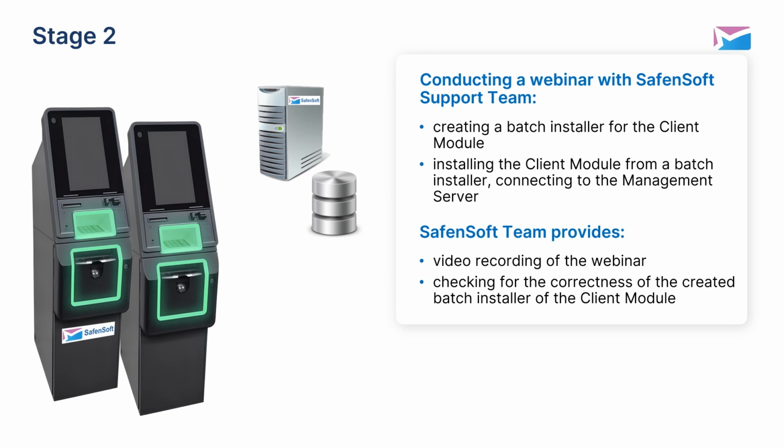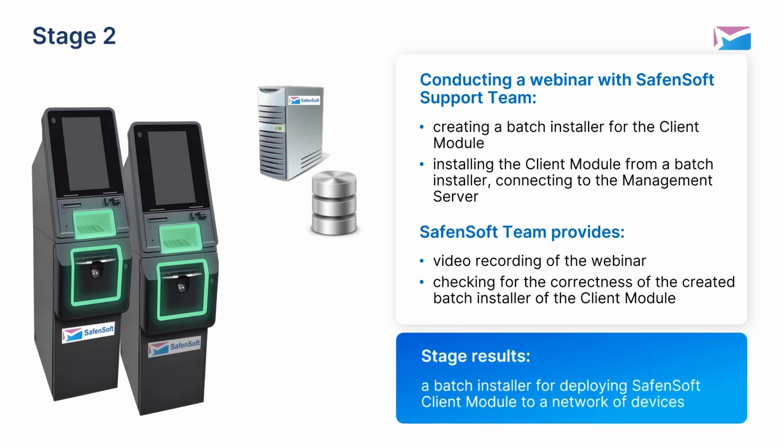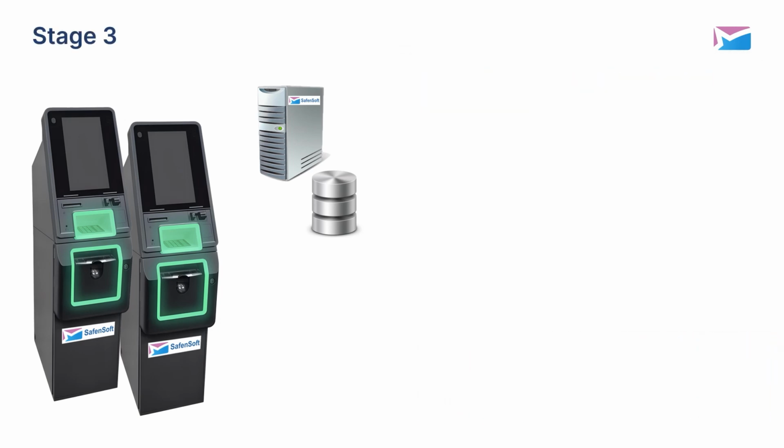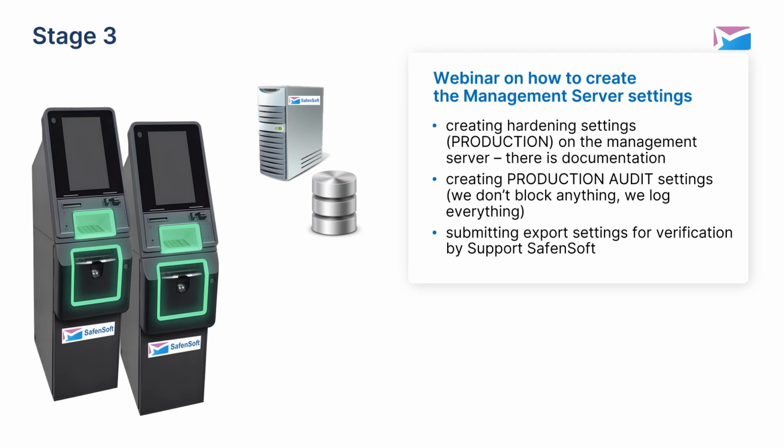We consider the result of this stage to be a batch installer for deploying the SafenSoft client module to a network of devices. In the third stage, we will dive into the management server setup. During the webinar, the PoC team learns how to create hardening settings on the management server and how to create production audit settings. The PoC team needs to export settings and send them to the SafenSoft team for review.